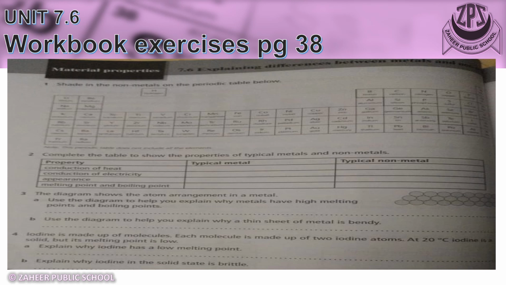And in question number 4, iodine is made up of molecules. Each molecule is made up of two iodine atoms, and at 20 degrees centigrade, iodine is a solid, but its melting point is low. So you have to explain why iodine has a low melting point, and in part B, you have to explain why iodine in the solid state is brittle.